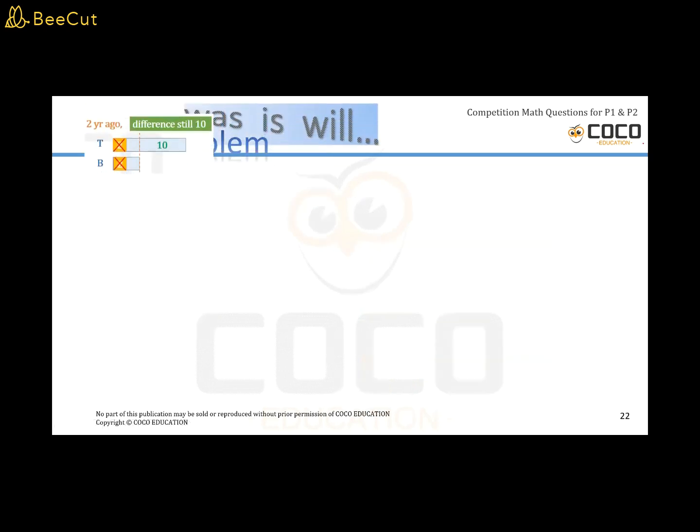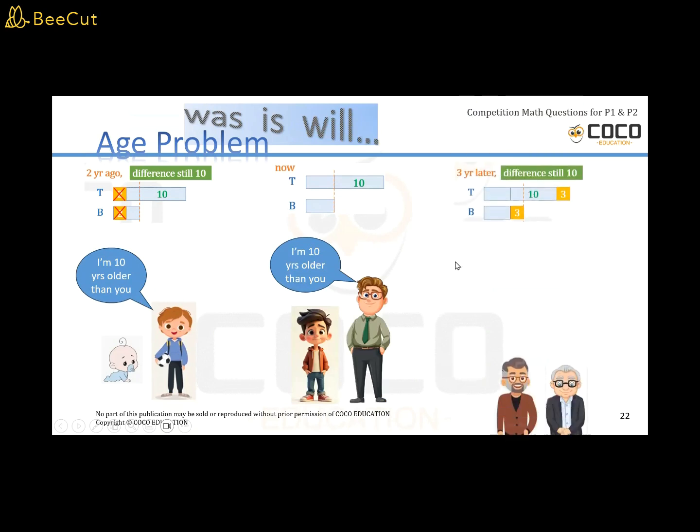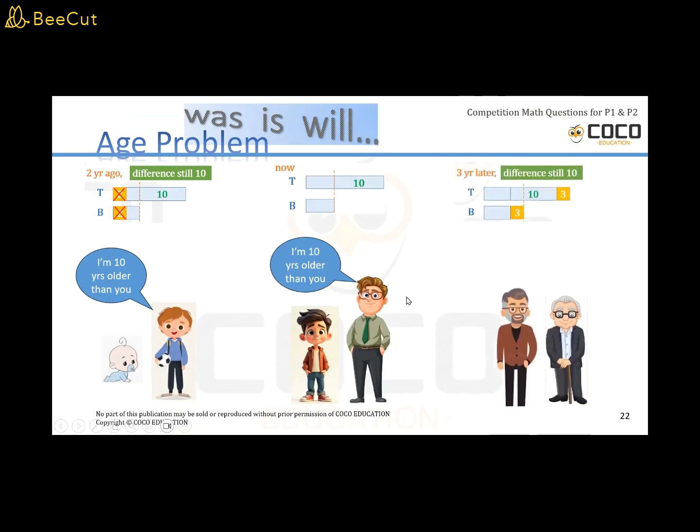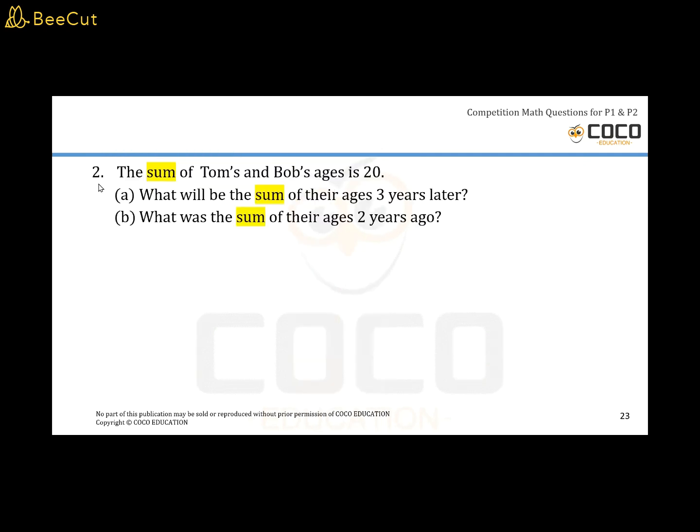For age problem, you will find it doesn't matter how many years ago or how many years later, Tom is always 10 years older than Bob. The difference, no change. That's the first important concept in age problem. Age difference, never change. Now let's look at question number 2.